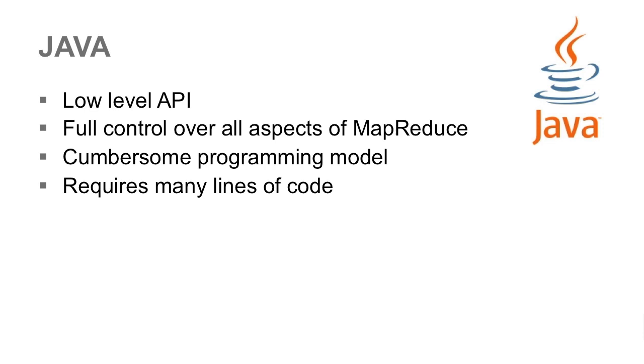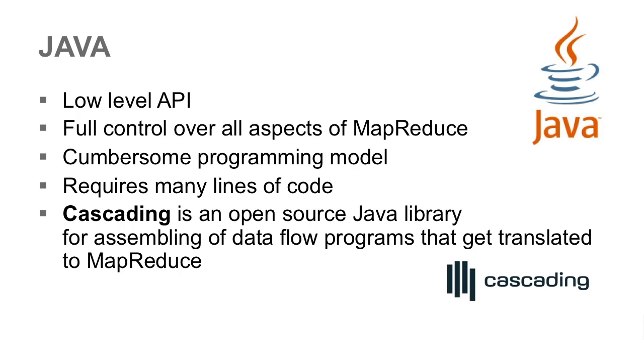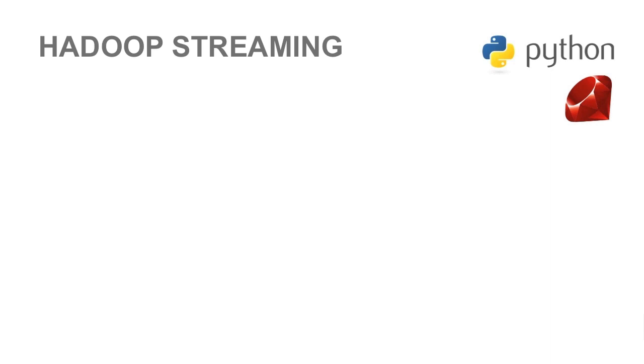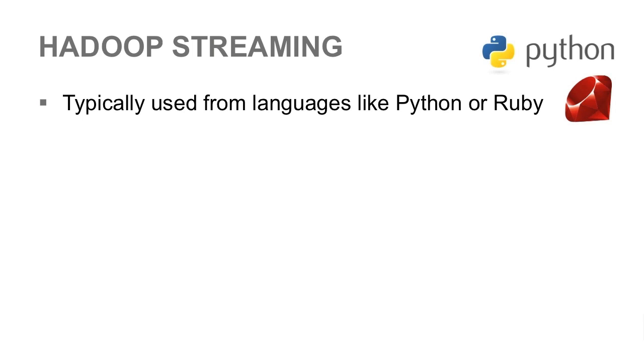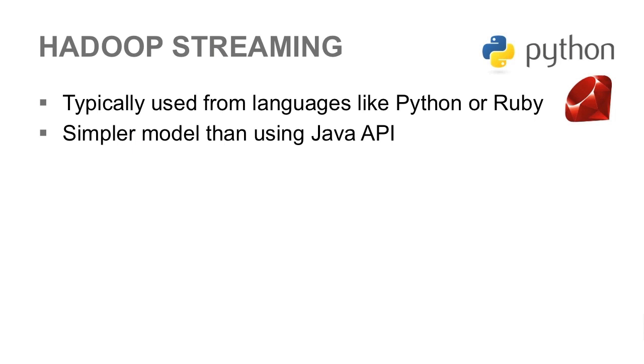If you still want to stay with Java, but you would like greater productivity, you should look into Cascading. Cascading is an open source Java library, and you program by assembling data flows, and these data flows get translated to MapReduce jobs. So Cascading is a very good option that combines the full power of a programming language and also gives you a higher productivity. Easier than the native Java APIs, we have Hadoop Streaming. Typically, it will be used with languages like Python and Ruby. The model is simpler than using Java APIs, but it is also less efficient.